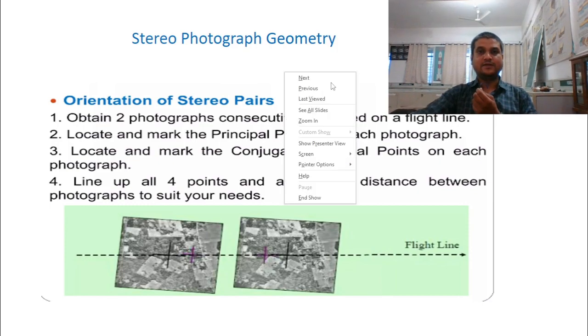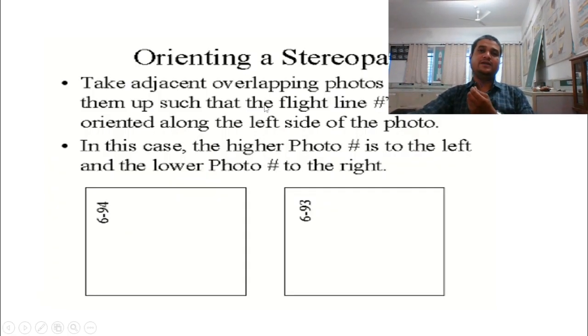Okay, then the orienting of the stereoscope: how do we orient it? Take an adjacent overlapping photo and align them such that the flight lines are oriented along the left side of the photo. This is photo one, this is photo two. Take this adjacent overlapping photo and overlap it. In this case the higher photo is to the left and the lower photo is to the right.